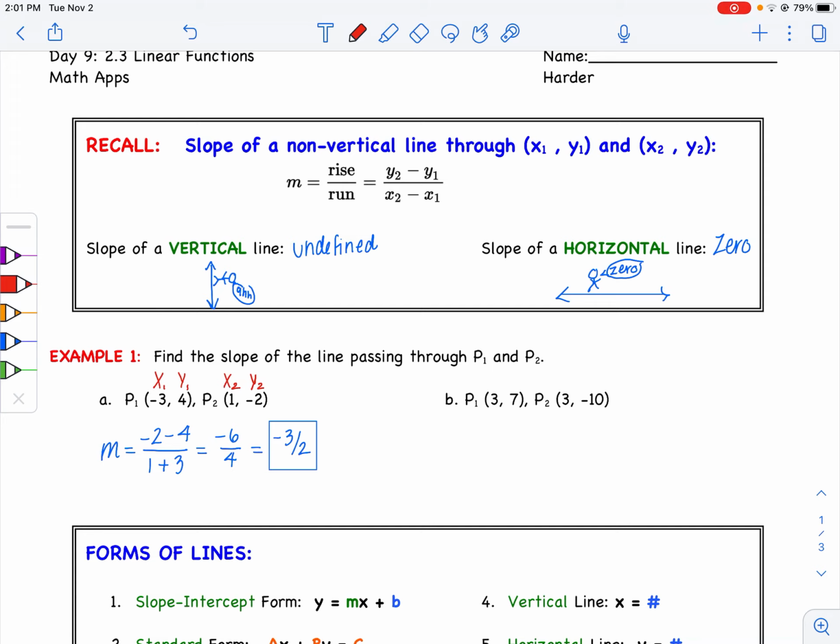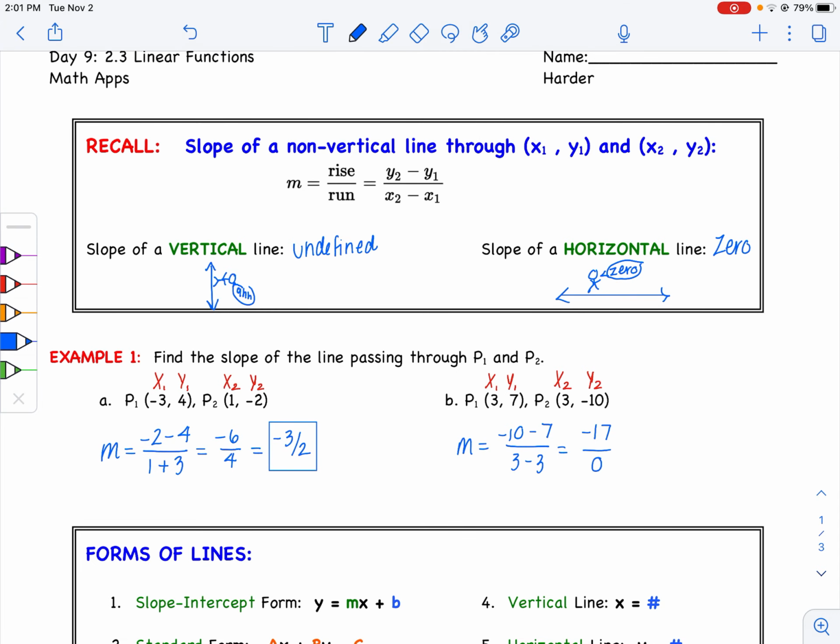Now find the slope for your other points. It does not matter which one you call x1, y1, as long as they're together. So this point is x1, y1. This can be x2, y2. It doesn't matter as long as they are together. Again, plugging into the formula above, we would get -10 minus 7 over 3 minus 3, -17 over 0. You cannot divide by 0. It will give an error on the calculator, and it's not something that you can algebraically do. So in this case, the slope is undefined.